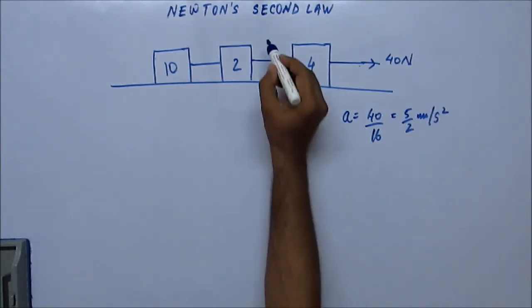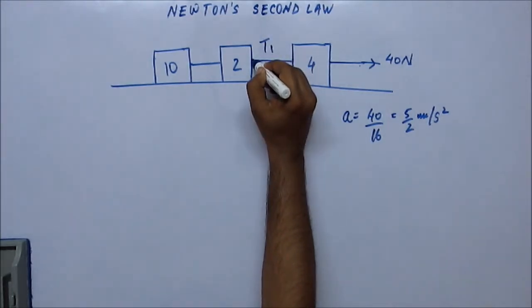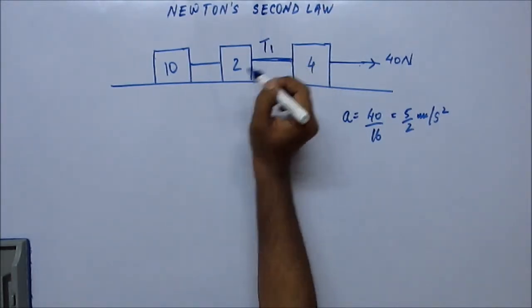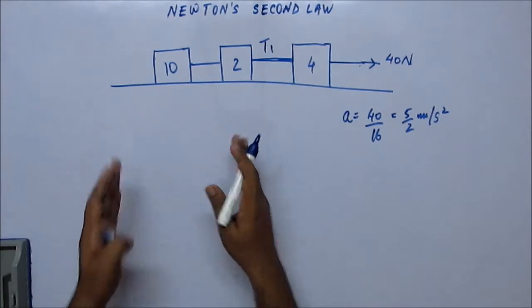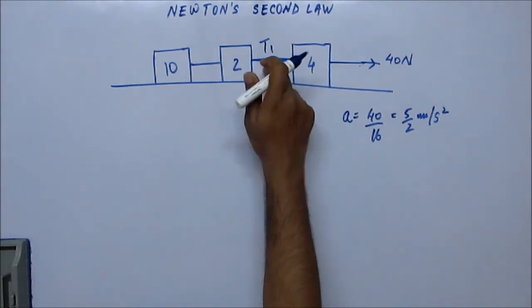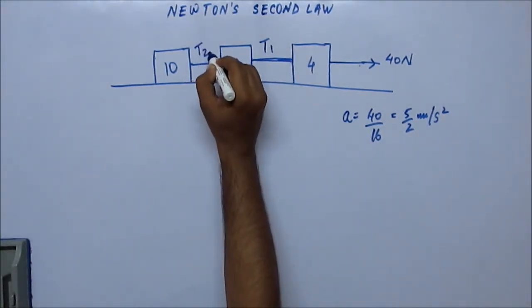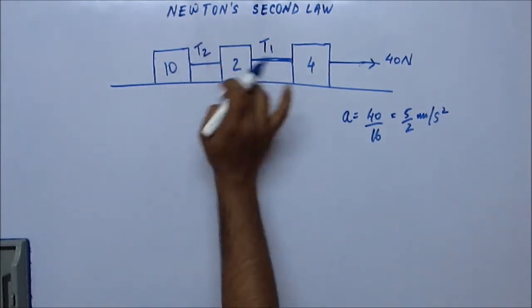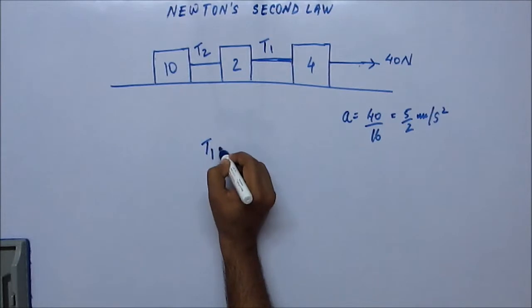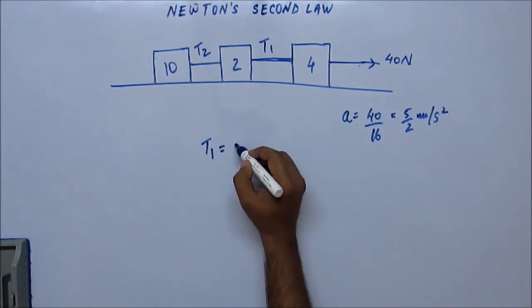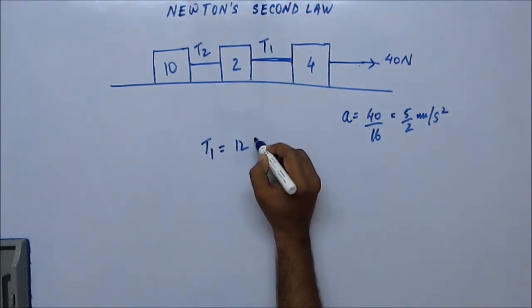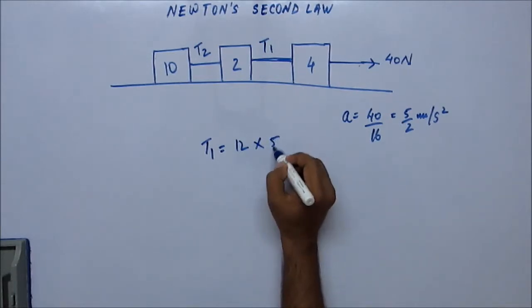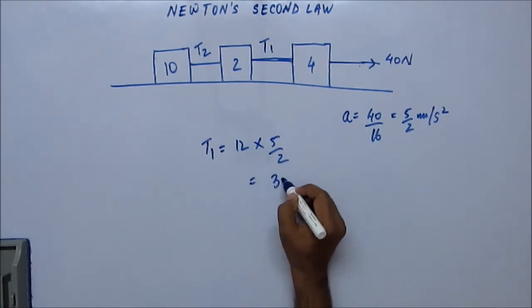Now to find the tension, if we are calling this T1, we'll take the 10 kg and 2 kg block as the system, and this T1 becomes an external force for that, and this T2 becomes an internal force. So the net external force for this system is T1. This should be equal to mass into acceleration. Mass is 12 and acceleration will be the same. So from here you'll get T1 as 30 Newton.